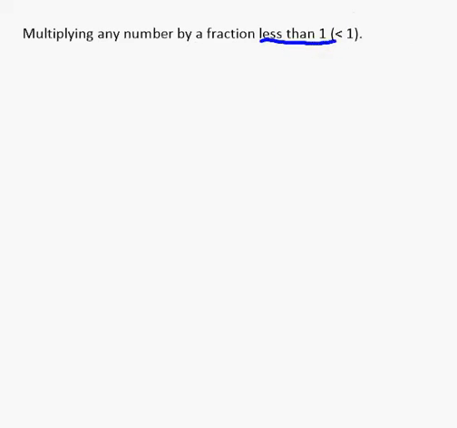So I'm going to use a fraction less than 1. I want to use the same number every time. I'm going to use that number of 3. And I'm going to multiply by a fraction that's less than 1. The fraction I'm going to use today is 1/2. And what's that product going to be? So let's take a look at what this looks like.